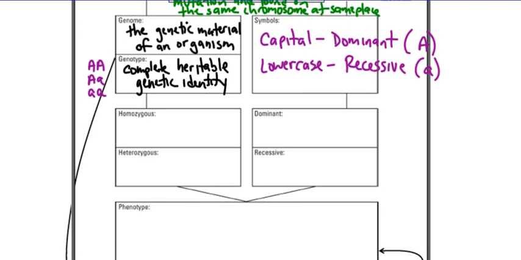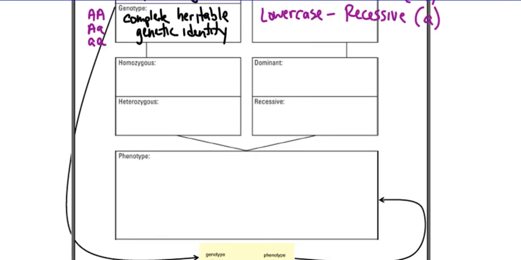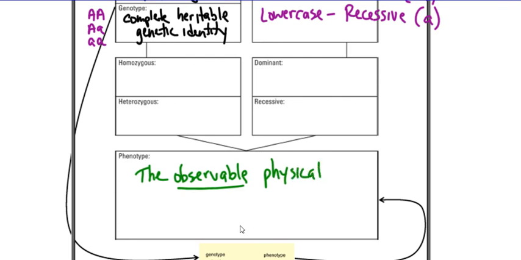Now, genotype and phenotype are connected. So we'll go to that next. Your phenotype is the observable, and that's a key word here, observable physical characteristics of an organism.